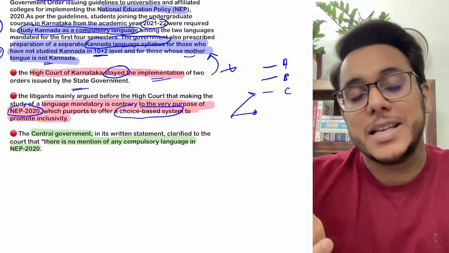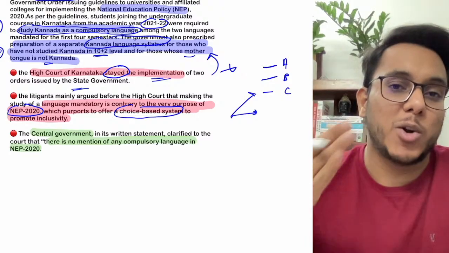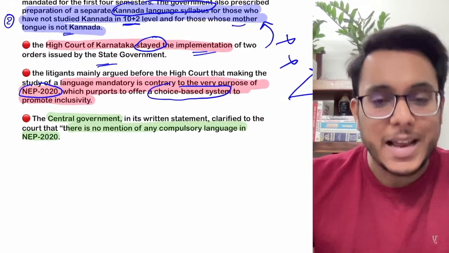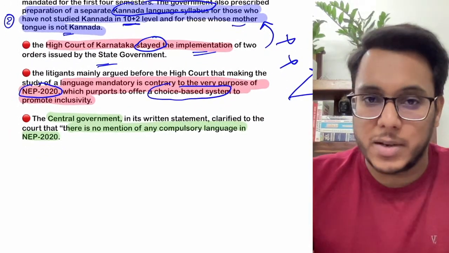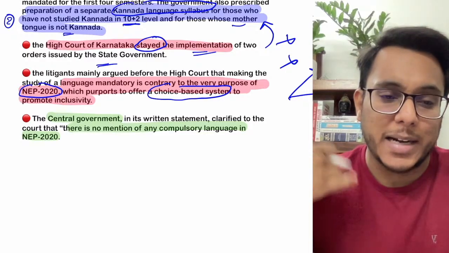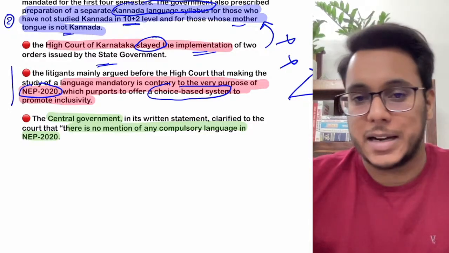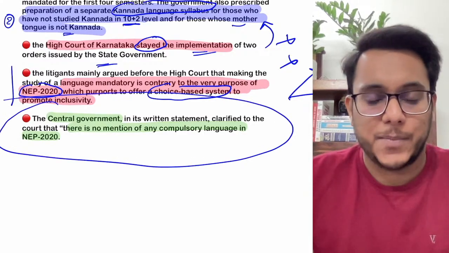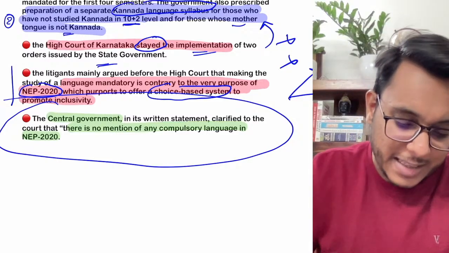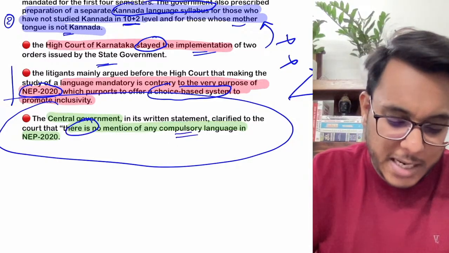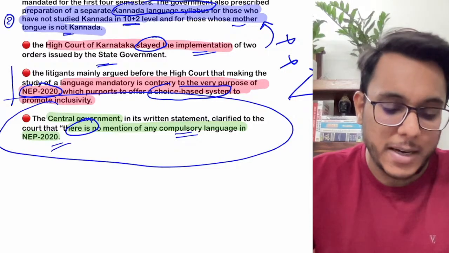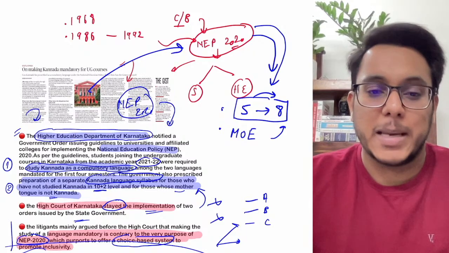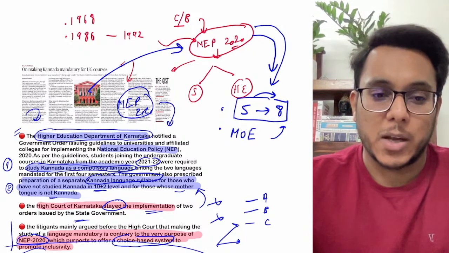Now imposing the language and saying it is a part of NEP 2020 is not correct. It has been said that NEP 2020 talked about bringing inclusivity and giving autonomy, and now you are imposing a language, which is not justified. Then there is one more thing, guys: even the central government has weighed in. The central government has said that there is no mention of any compulsory language in NEP 2020, and the state government cannot do it while giving the excuse that it is implementing the NEP. So this is what has happened in this article.